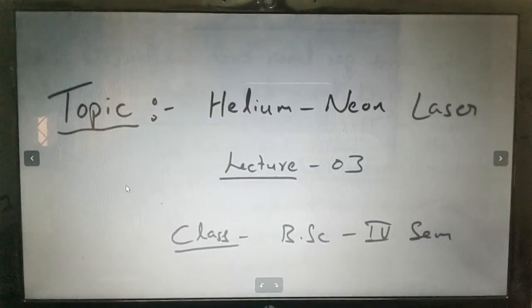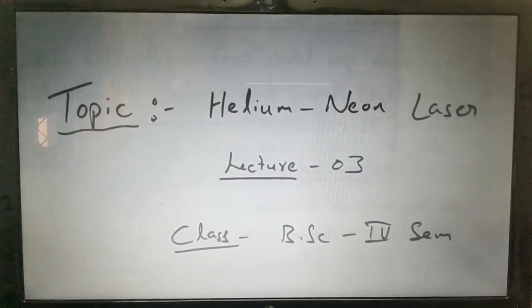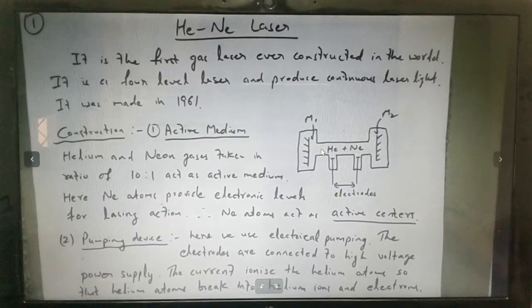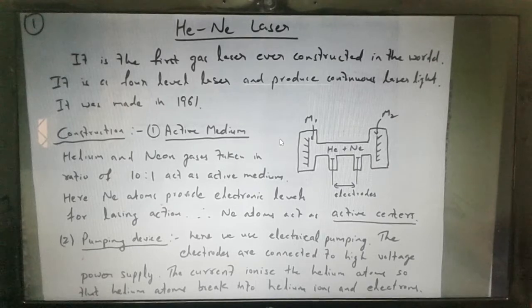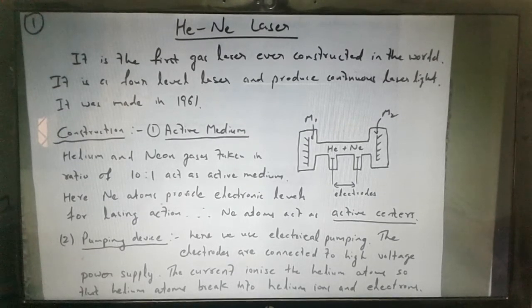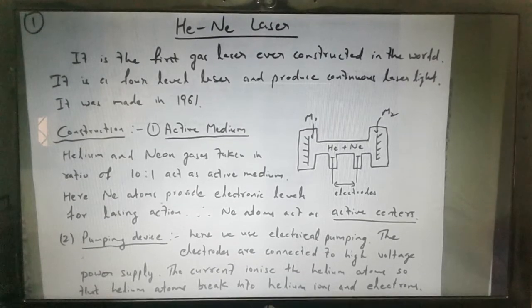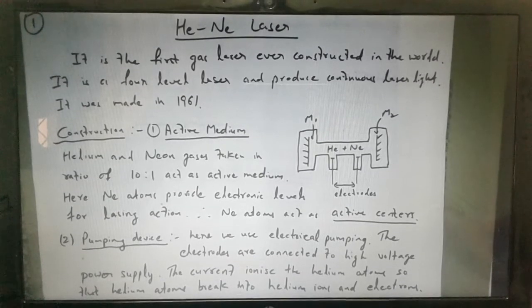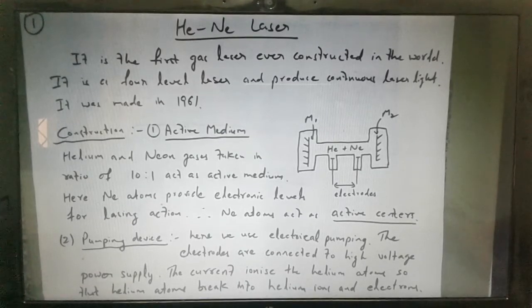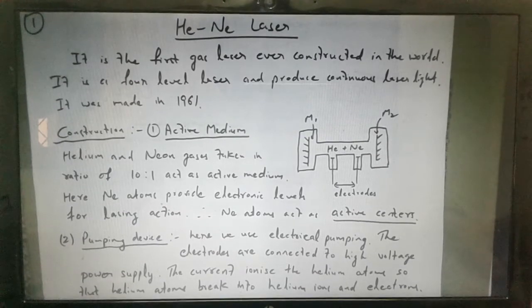Hello students, today I will discuss with you the helium neon laser. The helium neon laser is the first gas laser ever constructed in the world. Previously, there were only solid state lasers. So in 1961, the first gas laser was constructed, and that was the helium neon laser. It is a 4-level laser and it produces light in continuous wave mode.